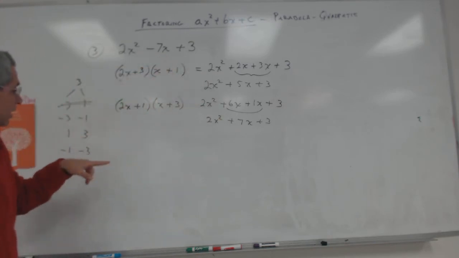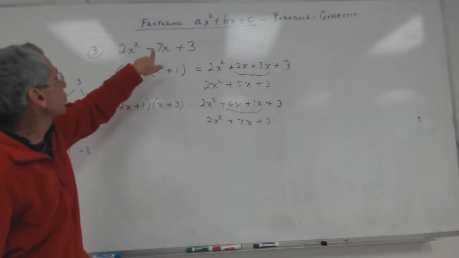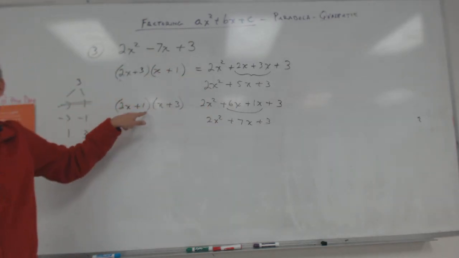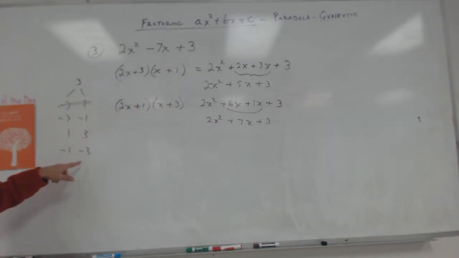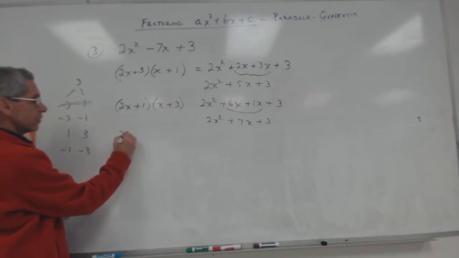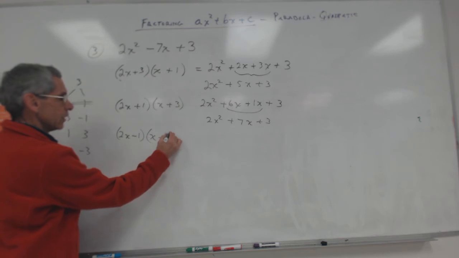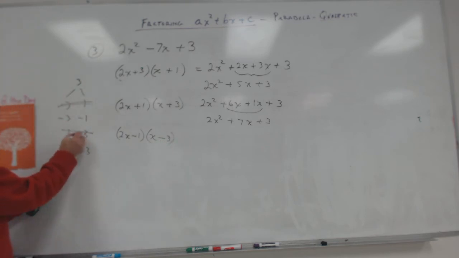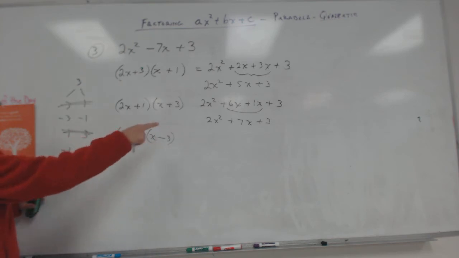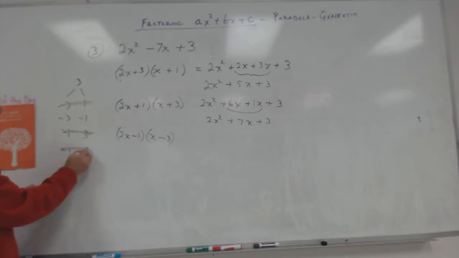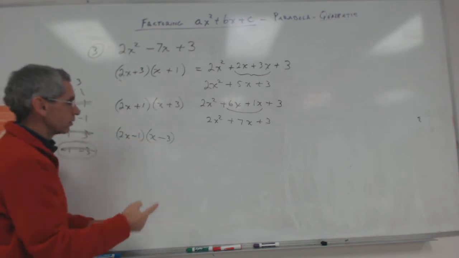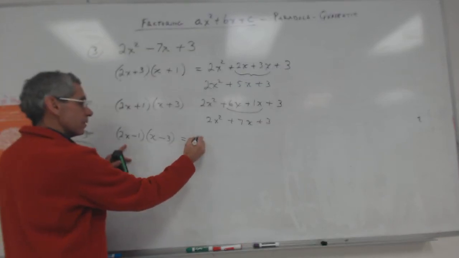Yes, since we got the right number, it's just the wrong sign. We just need to change these two signs. Right? That was right. So it's going to be 2x minus 1 times x minus 3. We know it's not this one. We know it's got to be this because we're going to get the negative 7x. Oops, sorry, that was the answer. So yeah, there we go. We can even test it and be sure.